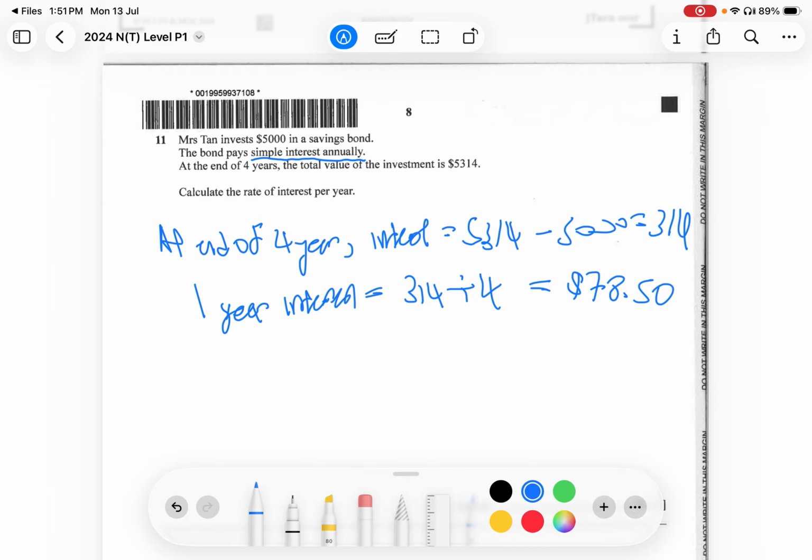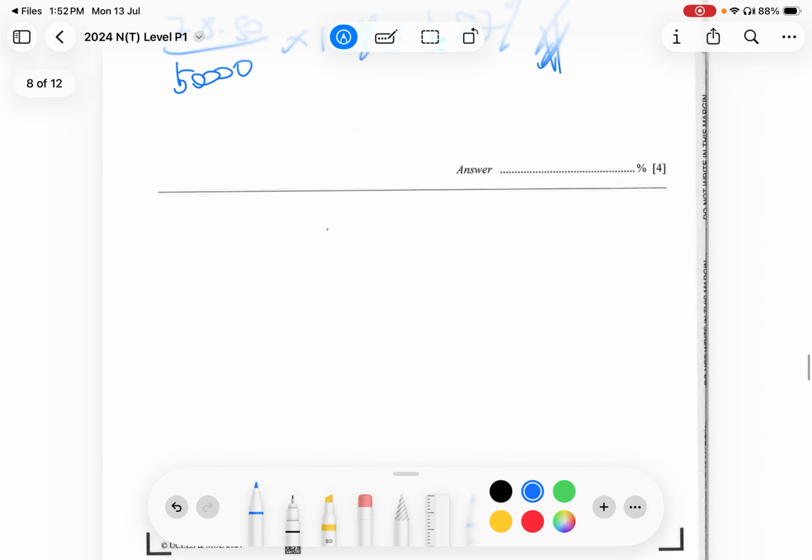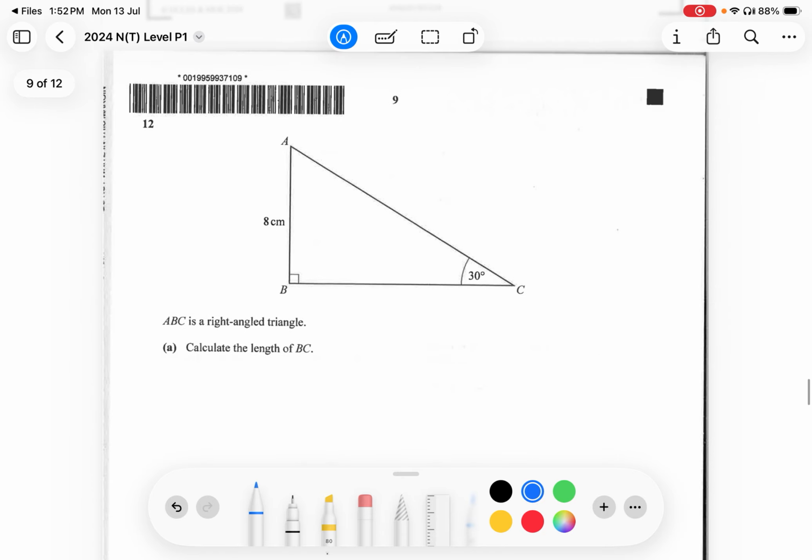So what is the interest per year? The interest per year is this over 5,000, equals to 1.57%. Okay, for this part. Okay, the next one.